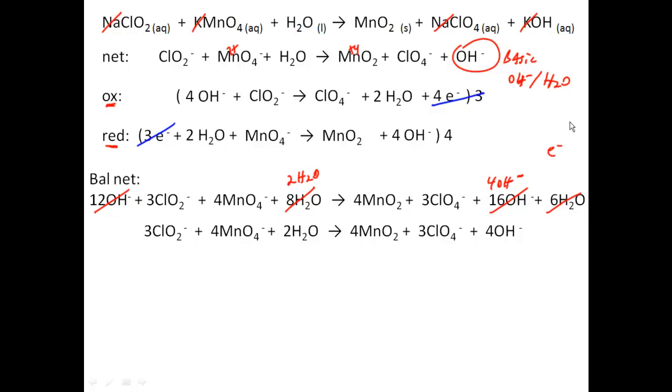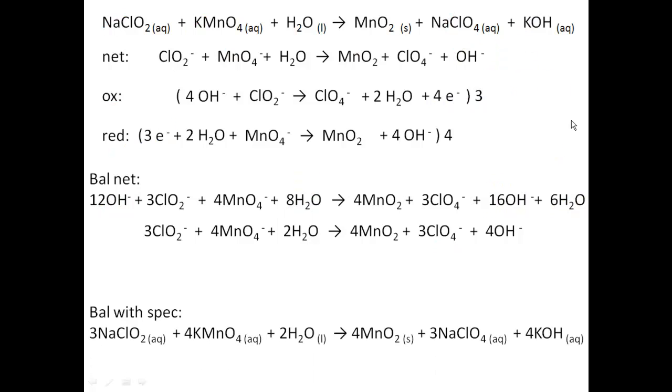So I got to put the spectators back on. So for the chlorite, the spectator was sodium, so I'll put that back on. Notice it's a 1-to-1, so it's not going to change my coefficients. For the permanganate, it is potassium. Put that on, it's a 1-to-1, so that's not going to change my coefficient. The perchlorate, once again, that's sodium 1-to-1, so that's not a problem. Put it on. And then for the hydroxide, potassium 1-to-1, not going to change the coefficient. Plug those in.